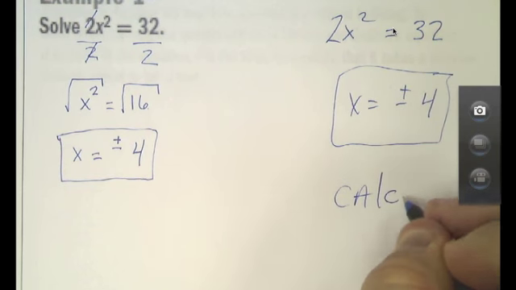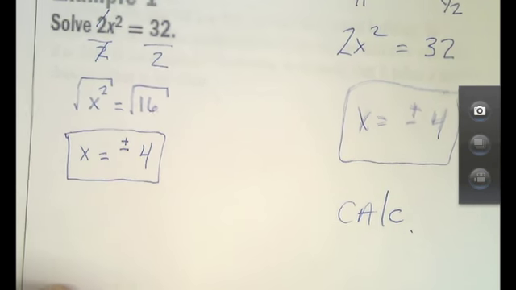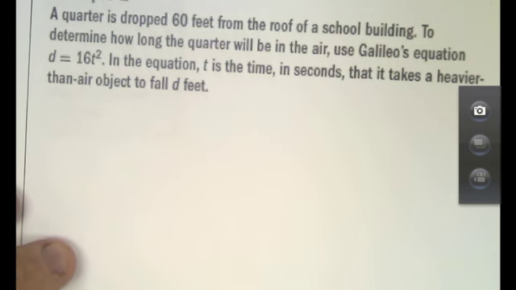Okay? Two ways, calculator, by hand. You determine which one's better. Remember, you have to move your window up in order to see this one. You don't have to when you do it by hand. Okay? Moving on.